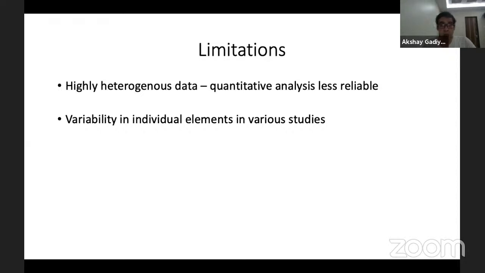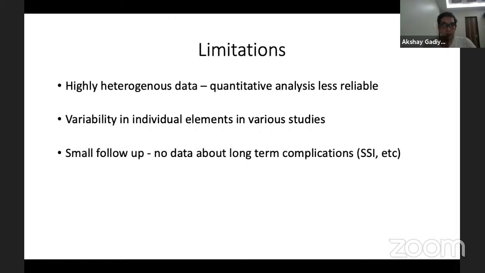Variability in the individual elements across all the studies again poses a major problem. There need to be further randomized controlled trials with uniform protocols, which could be followed all across the centers so as to have equal outcomes.